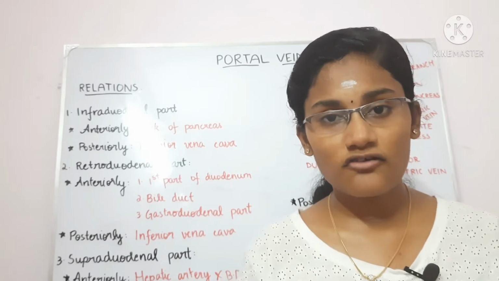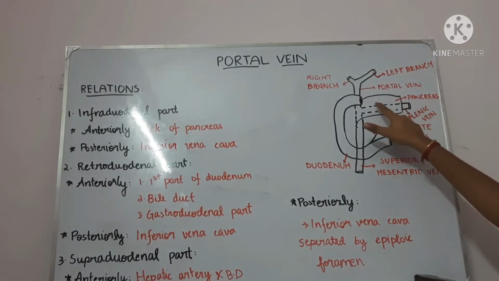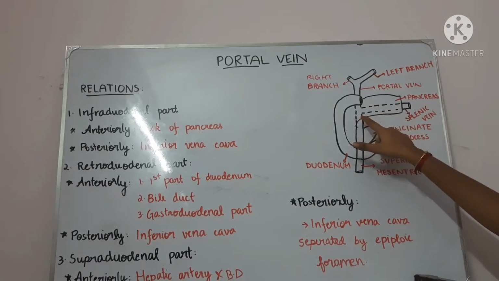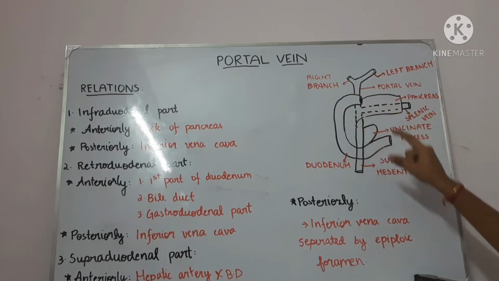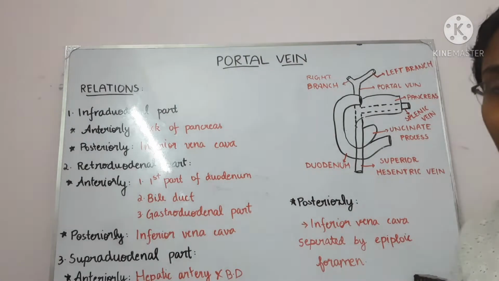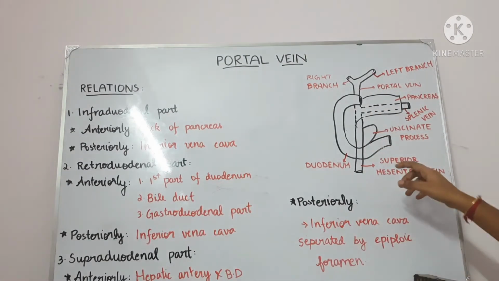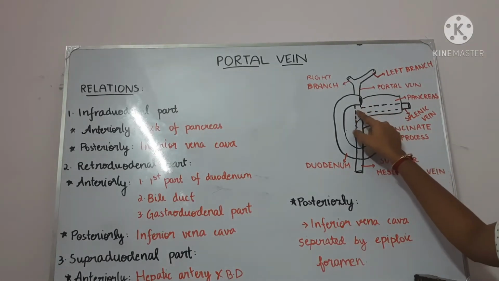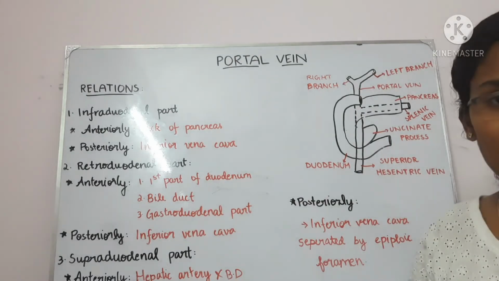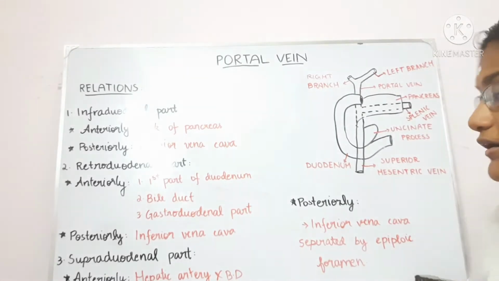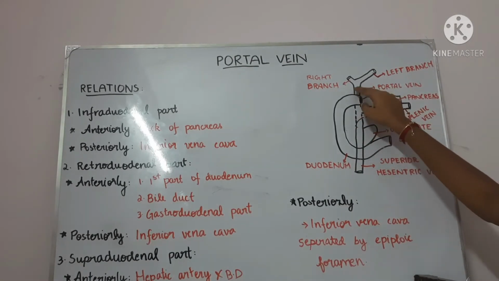Now to talk about the formation of the portal vein. The portal vein is formed by the splenic vein and the superior mesenteric vein, and the inferior mesenteric vein drains into the splenic vein. These two veins are joined together below the neck of the pancreas at the level of the second lumbar vertebra. So the union of the two veins at this junction forms the portal vein.